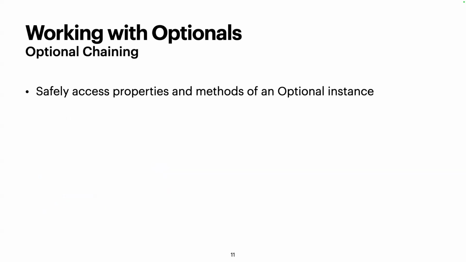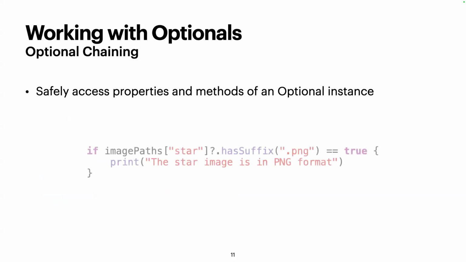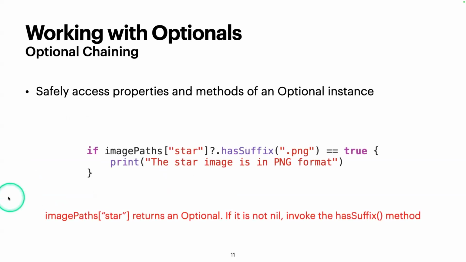The next way to work with optionals is called optional chaining. And this is when you access properties or methods of an optional instance. So for example, here, this image path is a dictionary. And here within this dictionary, we're supplying a key. Now, how a dictionary works again is that you supply a key and you get the corresponding value.